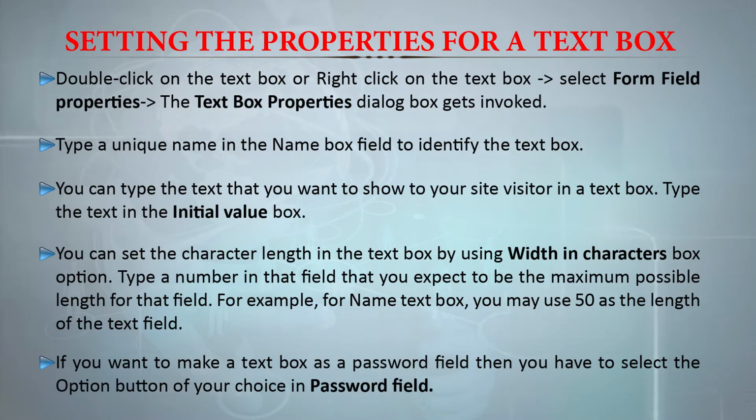If you want to make a text box a password field, then you have to select the option button of your choice in the password field. Now just guess why you have to really select the password field. What are the advantages of selecting it as a password field? The advantage is that anything that is entered in the text box will not be visible. Okay, there will be a list of asterisks or stars, so the real text is hidden. Hence that can be mentioned as the password field in case you want it to be a password.